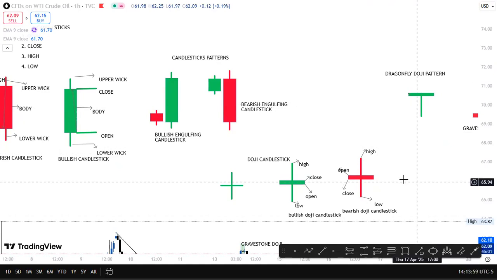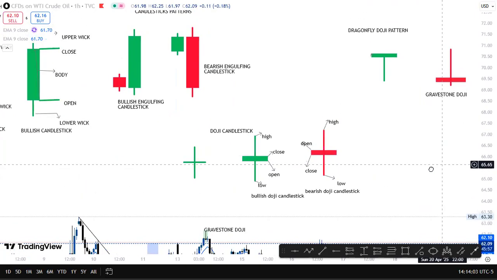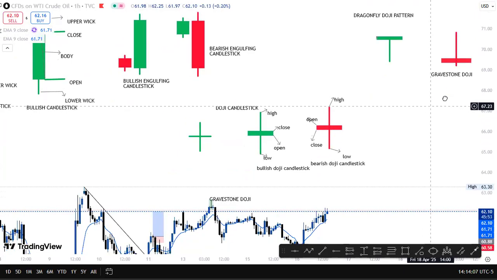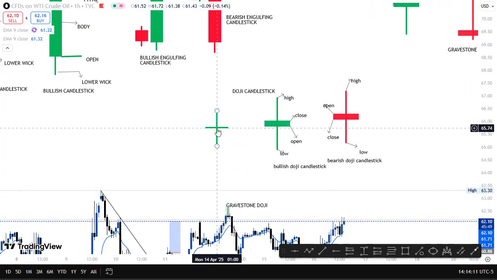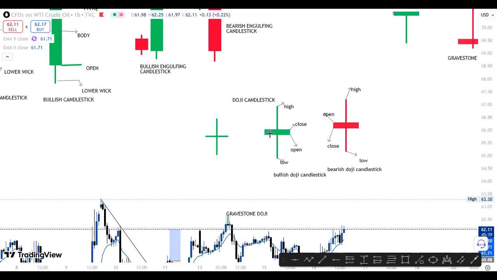So what we have today, we'll be talking about other candlestick patterns, right? And the first example I give is this doji candlestick. So this is an example of a doji, either this one or this one, depending on how you want to see it. So this is an example of a doji candlestick. And for a doji candlestick, we can have a bullish doji candlestick, and we can also have a bearish doji candlestick. So it just depends on which one.